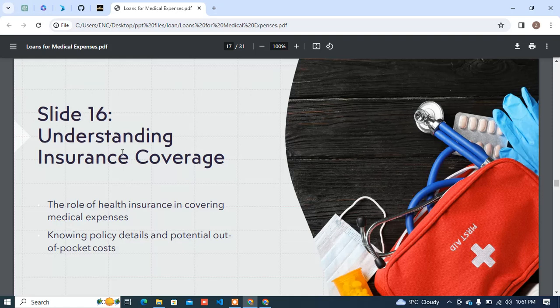Slide 16 is understanding insurance coverage. Point 1 is the role of health insurance in covering medical expenses. Point 2 is knowing policy details and potential out of pocket costs.